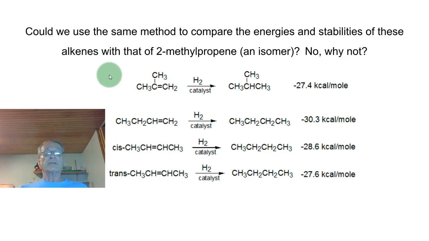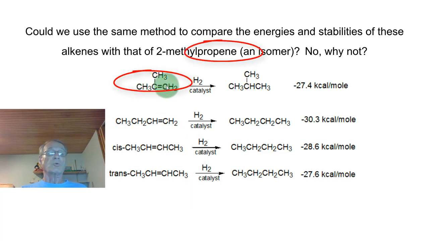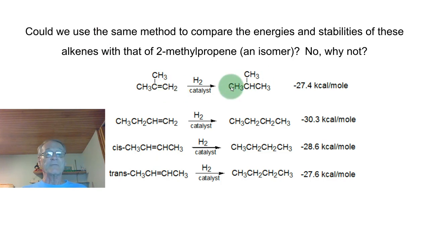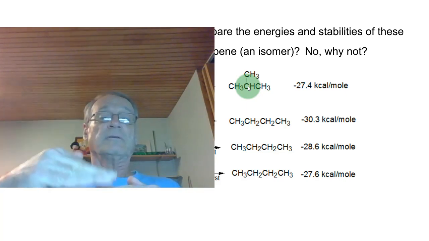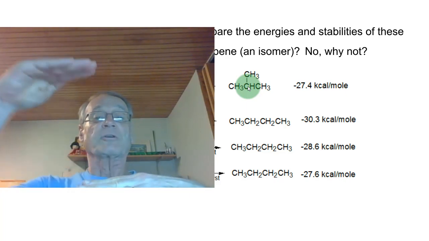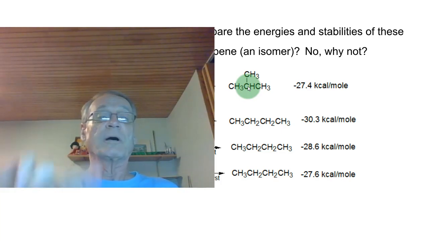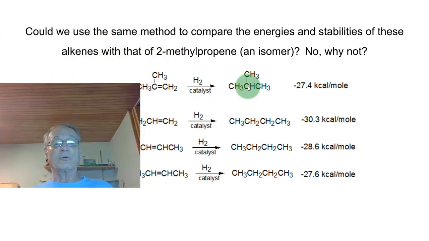Could we use it to compare the stability of 2-methylpropene, which is also C4H8, so it's an isomer of these other three? Could we use the same method to compare its stability to the other three? And the answer is no. Why not? Because it gives a different product. Since it's not the same product, at the bottom of the graph, it's going to be different, and so you're comparing apples to oranges. You're comparing two different starting materials and two different products, so you can't really compare it in terms of which starting material is more stable.